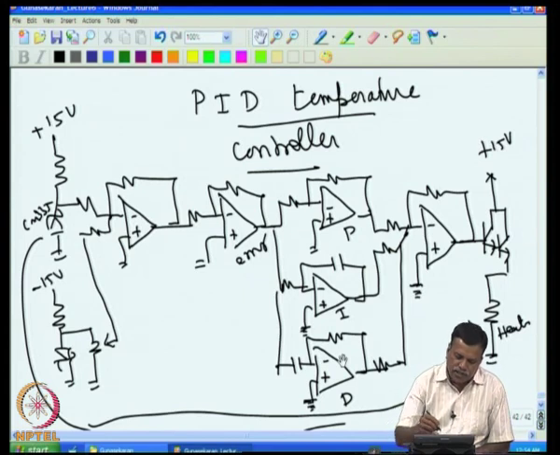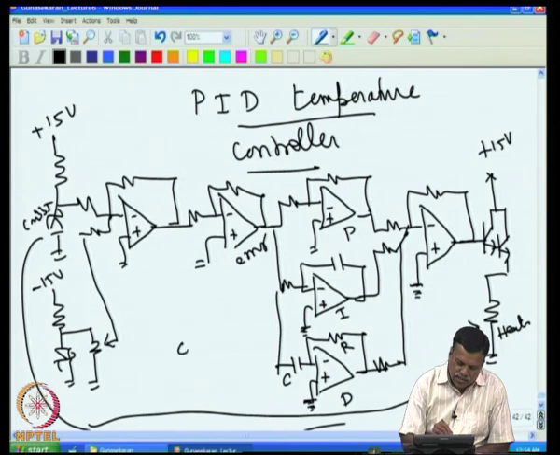For example, if the error voltage increases here, the increase in voltage will produce a changing voltage at this point. What is the change in voltage? Because this is capacitor C we have here, and this is R, the current through the capacitor is C into dV by dt. That is the current through the capacitor. So the voltage at the output will be C into dV by dt into R. So that becomes CR into dV by dt.